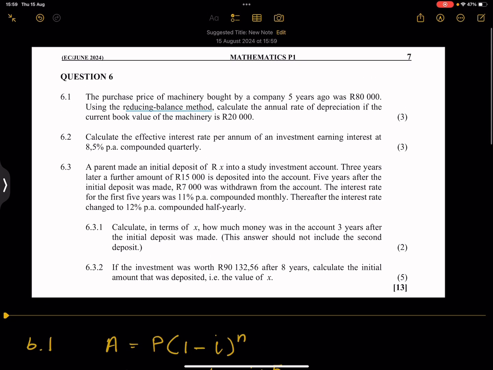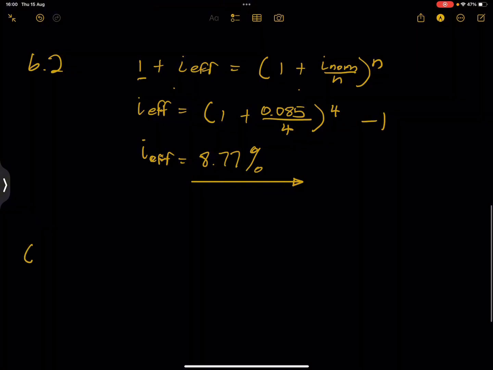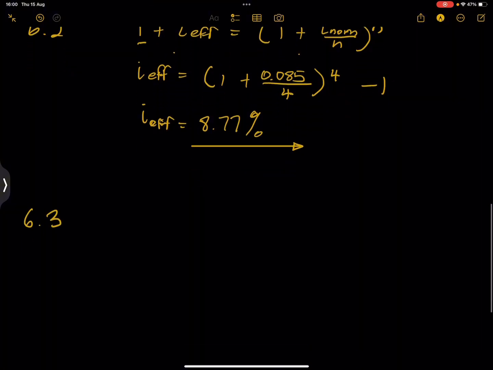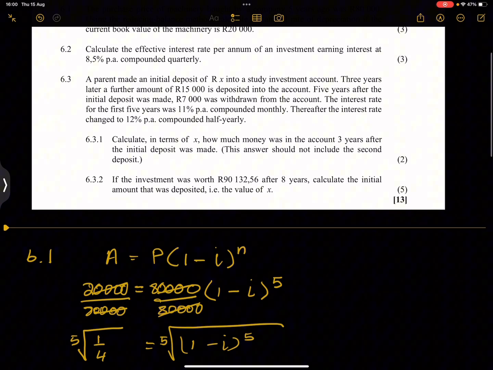They say to us, a parent made an initial deposit of X rands into a study investment account. So I think this one requires that we draw a timeline. So here we are making an investment. So this is T0, and we are making an investment of X. And they say into an investment account, 3 years later, a further amount of 15,000 is deposited.